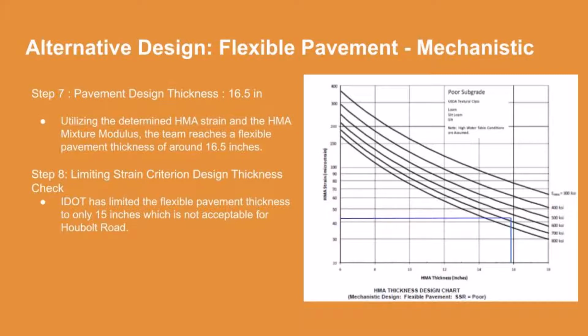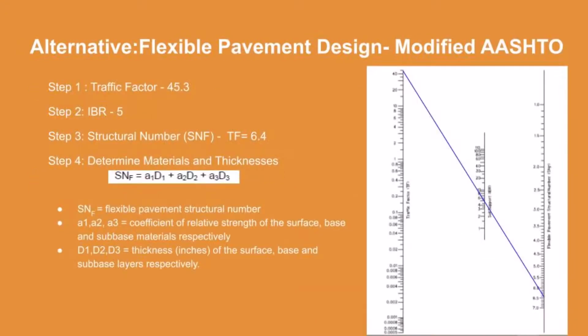Considering these terms, the required thickness for the flexible pavement would have to be 15 inches, which means that this alternative design is not acceptable for Houbolt Road. The modified AASHTO method helped us find the thickness and type of material needed for each layer.